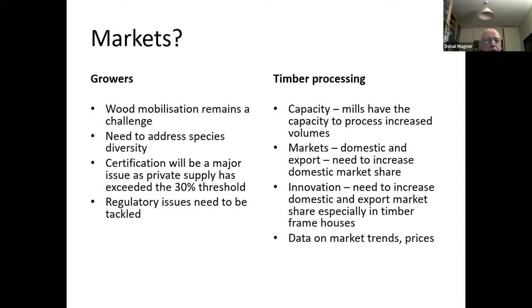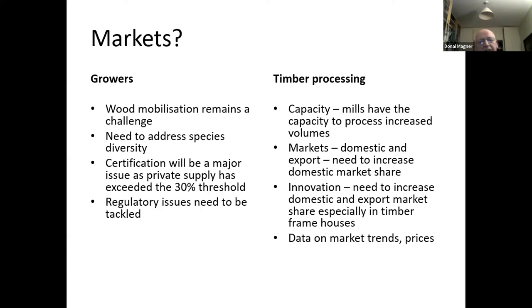And the sawmills need that type of mobilization. They need that continuity of supply. As I said, we need to address species diversity. We need to address certification, which would be a major issue as private supply has already exceeded the 30% threshold. And there are also regulatory issues that need to be tackled by growers and by the department as well, such as the licenses, which we've already mentioned.